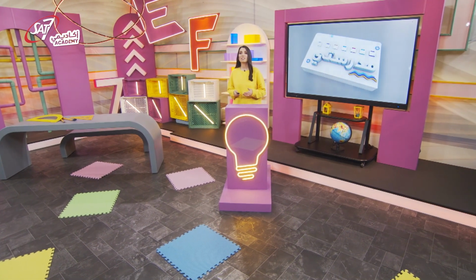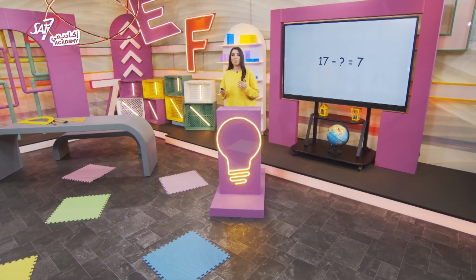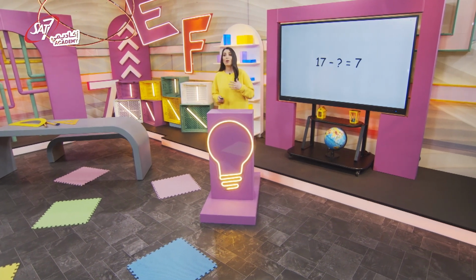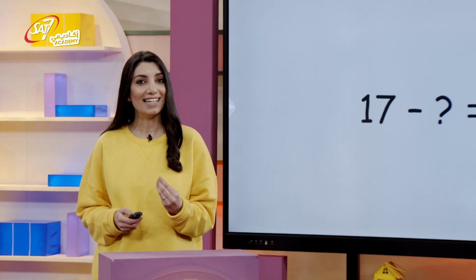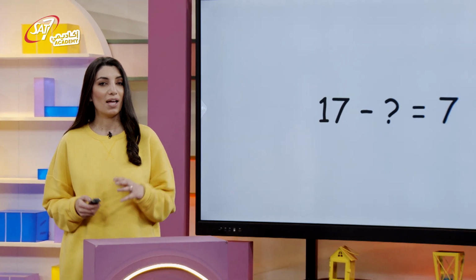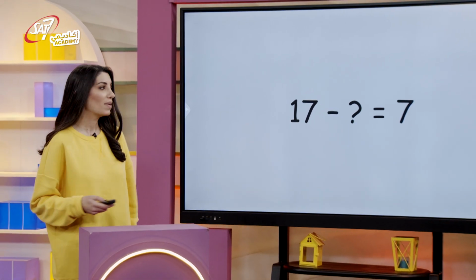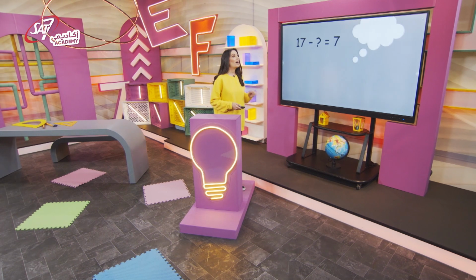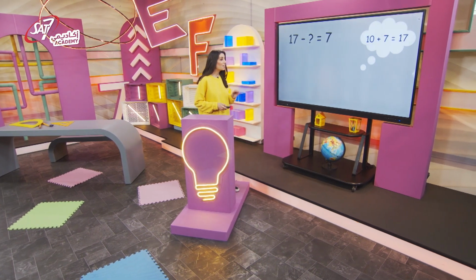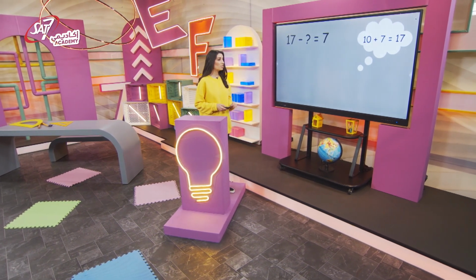Look at this number sentence. Can you guess the missing number? What do I subtract from 17 to get 7 as an answer? How do we find the number? I know that if I add 10 to 7, the answer would be 17. So if I subtract 10 from 17, the answer would be 7.